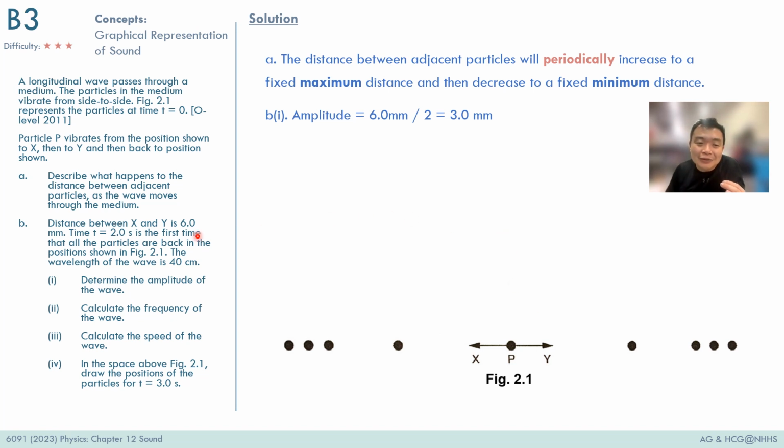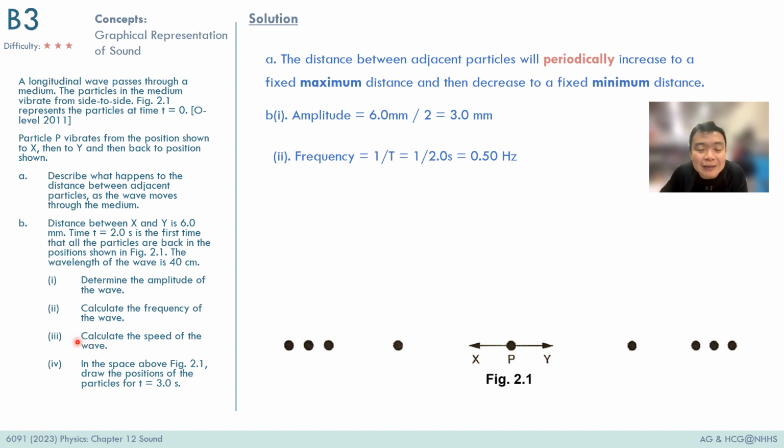That's what I mean by we need to make sense of this phrasing. Once we make sense of it, the answer is very simple. Now, in part 2, calculate the frequency. Now, again, we look at this information. Time 2 seconds. It takes 2 seconds for all the particles to be back in the same position. So every 2 seconds, the cycle repeats. So if I rephrase it in this way, you will be able to see that this 2 seconds is actually just the period, because every 2 seconds the positions reset to the same position. So if the period is 2 seconds, then frequency is simply 1 over T, which gives 0.5 hertz.